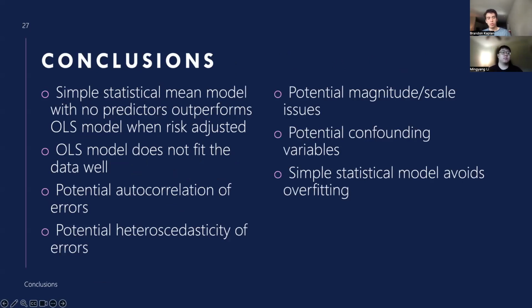So our main conclusion is that the simple statistical mean model with no predictors outperforms the OLS model when risk adjusted. As we could see, its Sharpe ratio, which provides a metric of risk adjusted returns by taking the excess returns, the returns in excess of the risk-free rate for the strategy, and dividing that by the volatility of the strategy. Since the price difference model had a larger Sharpe ratio, we would say that it outperformed the OLS model in terms of risk-adjusted returns.